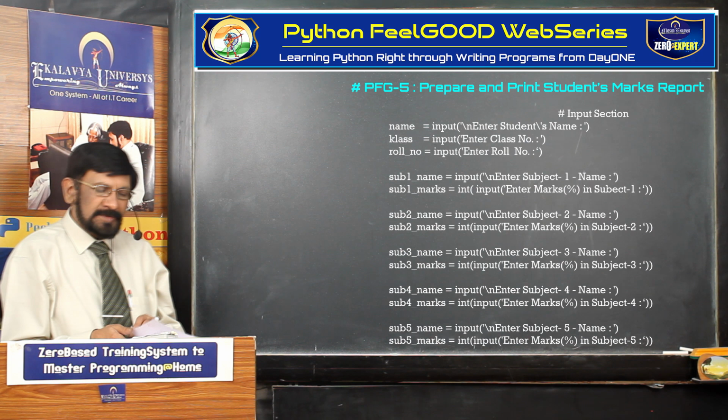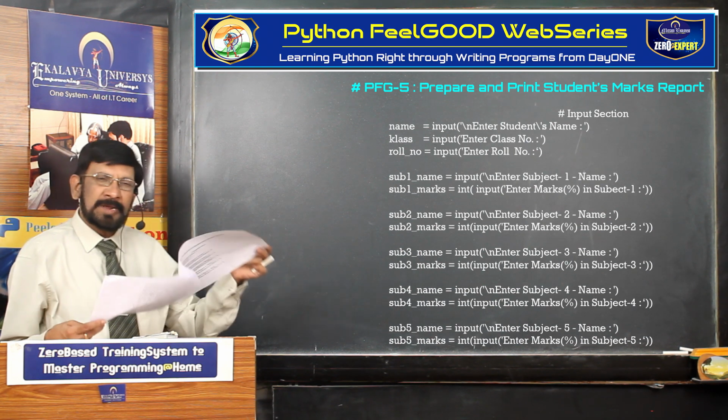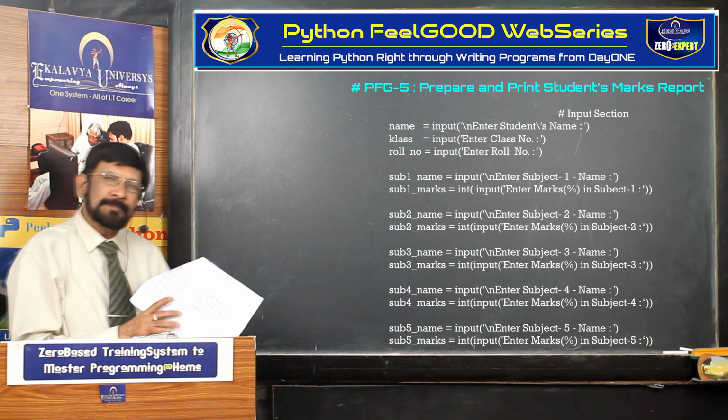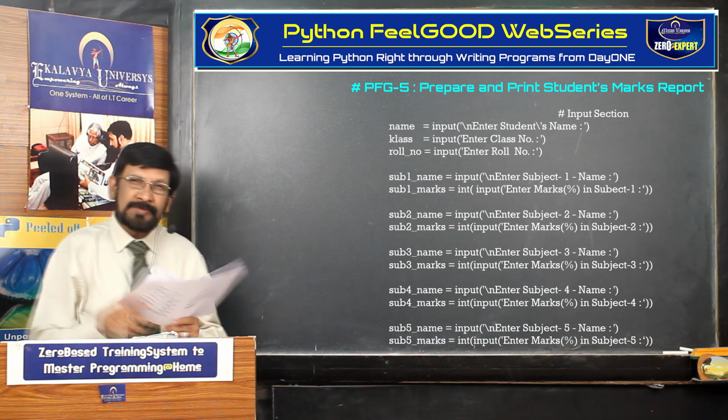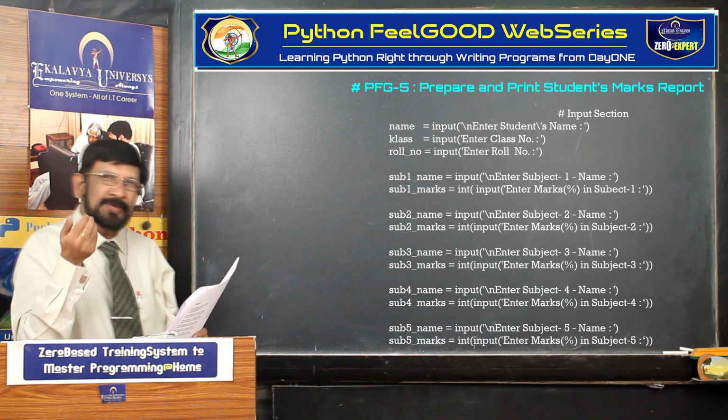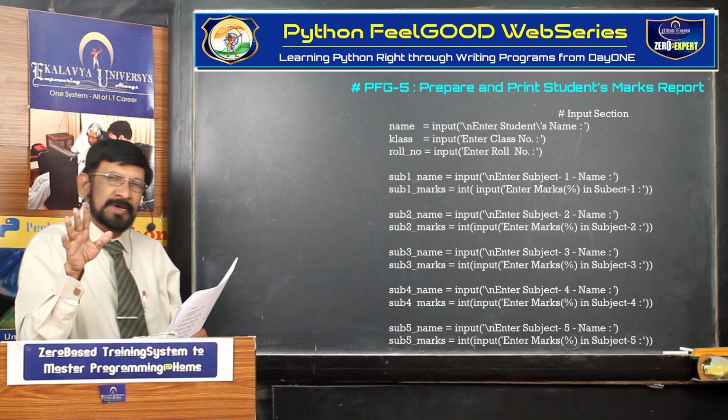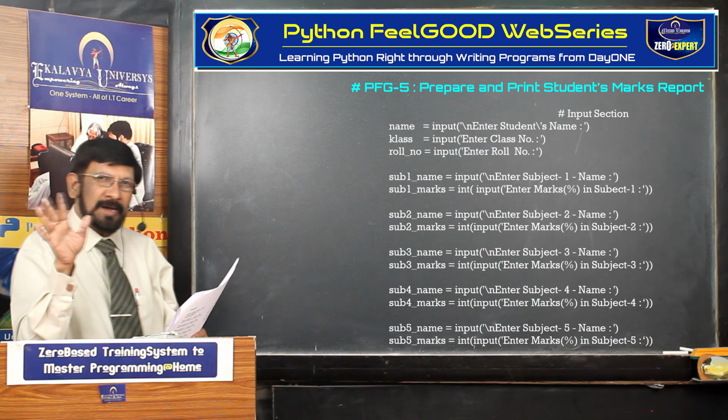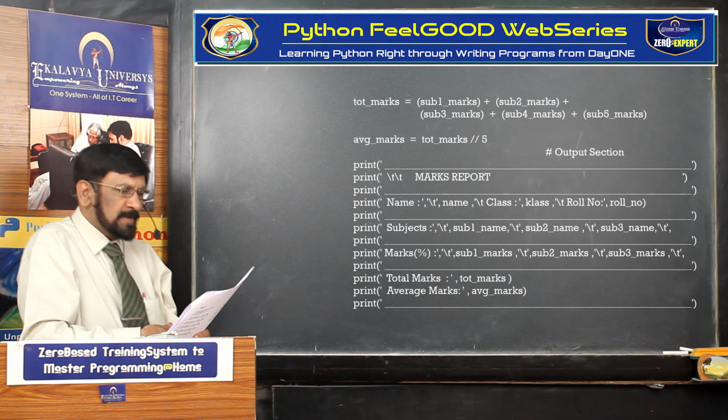Okay. Now this is the complete input section. How many lines of code have we written? 13 lines of code we have written. Always cross check. Sometimes you may forget. 13 input variables are there. 13 input statements you have written.